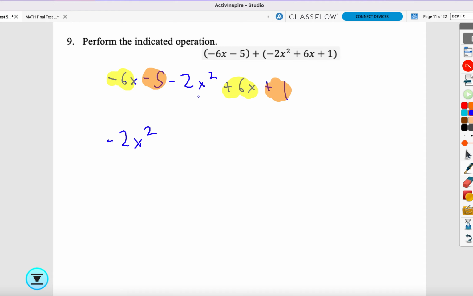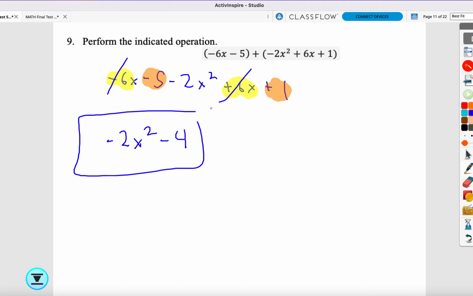Now we combine the 6x's. You owe me 6x, but you have 6x, so they cancel out. Negative 5 plus 1: you owe me 5, but you give me $1, so now you just owe me $4, and you're done. So adding polynomials is just combining like terms, guys. That's the simple truth. So do not overthink adding polynomials. Just combine like terms.